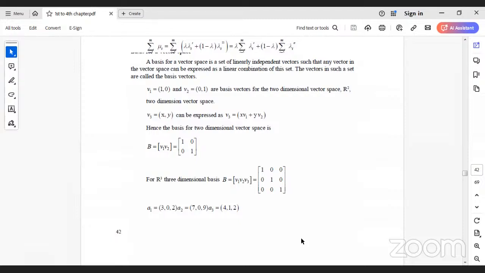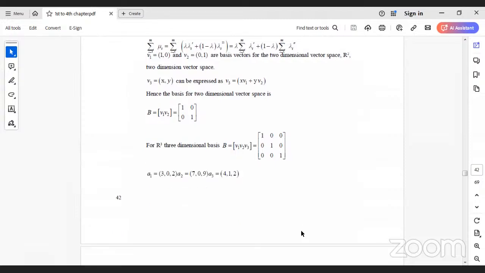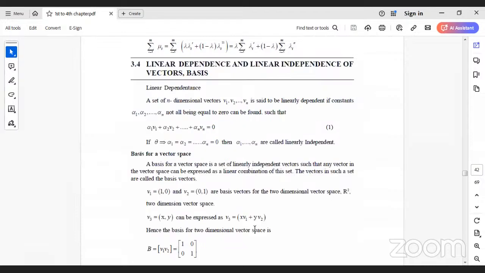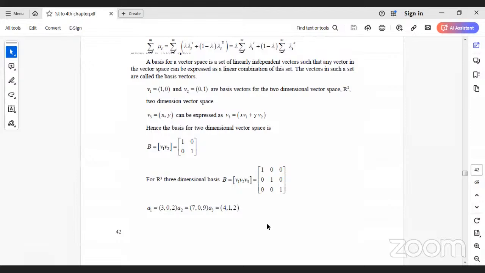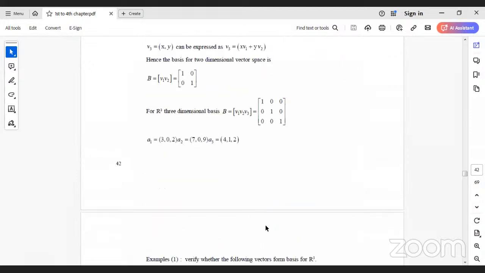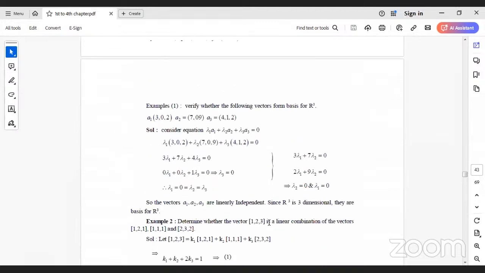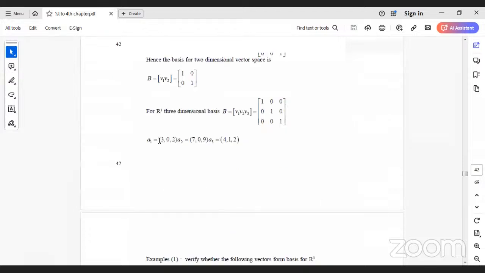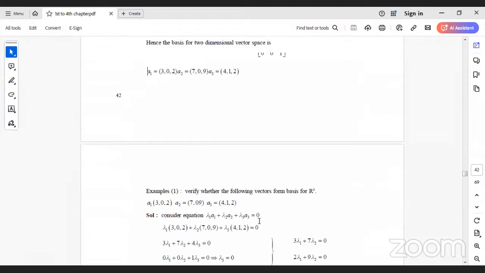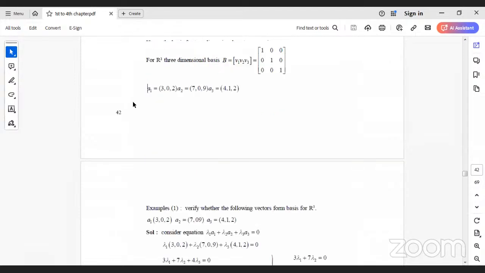In matrix form we write v1, v2 as (1 0) and (0 1). For R cube, the three-dimensional basis is v1, v2, v3 as (1 0 0), (0 1 0), (0 0 1). First we take these conditions in the problem. For the basis, A1 is equal to (3, 0, 2), A2 is equal to (7, 0, 9), A3 is equal to (4, 1, 2). This is the example two problem that you have to write in the next step.